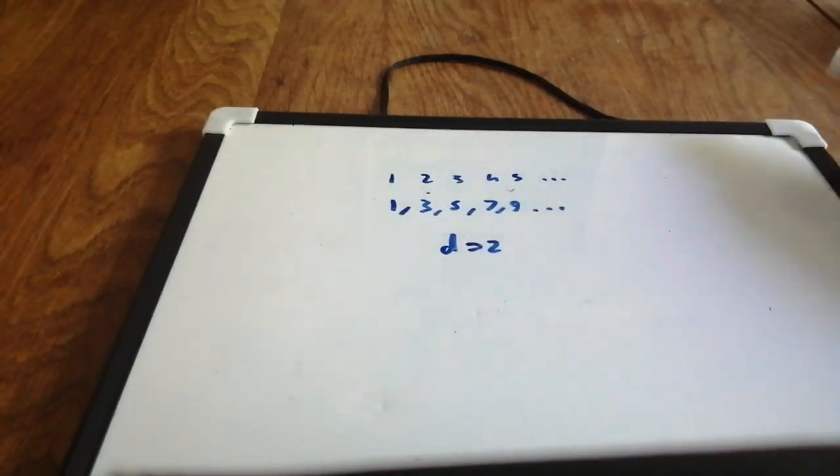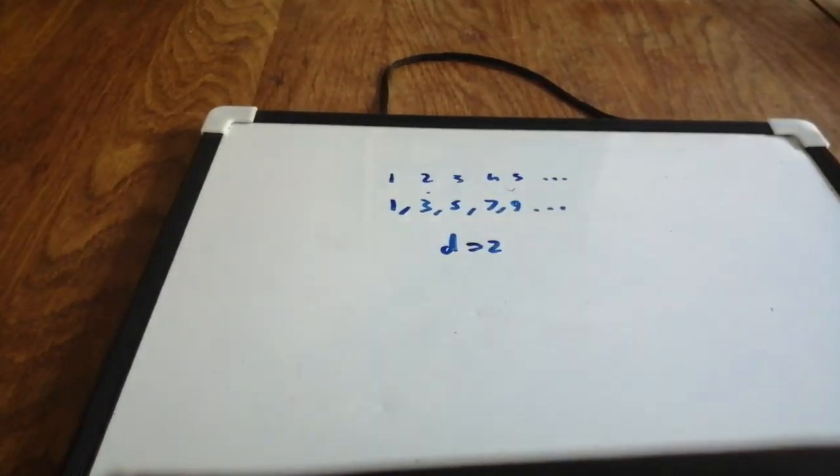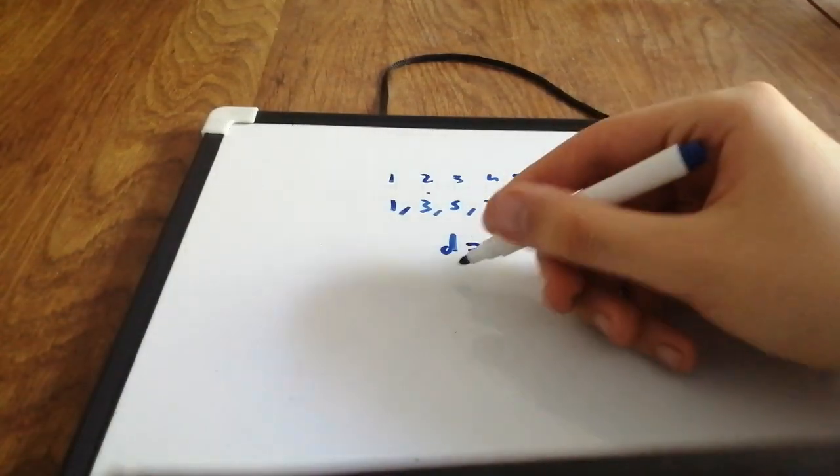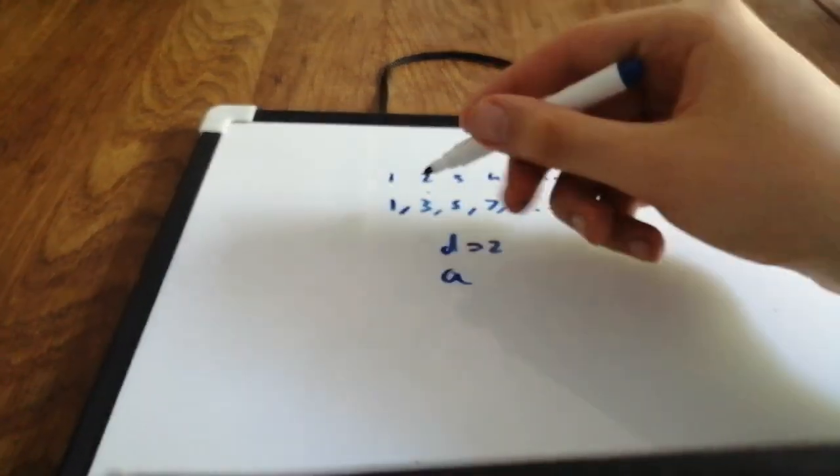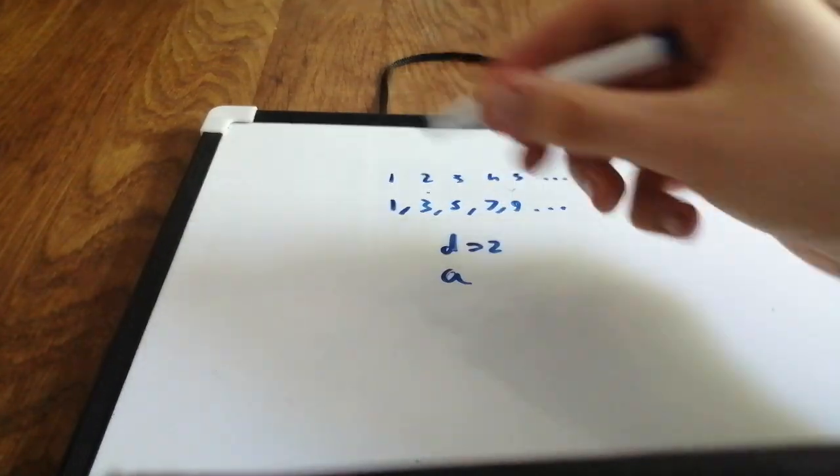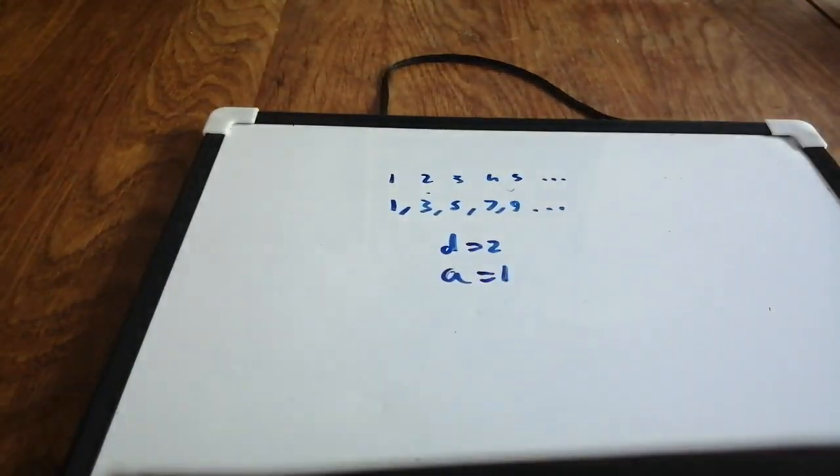Sometimes it can be 1, it can be 2, it can be a whole bunch of numbers, but in this case we're going to do it with 1. And that's going to be typically represented by writing a. So in this case, because our first number is 1, it's going to be a is equal to 1.